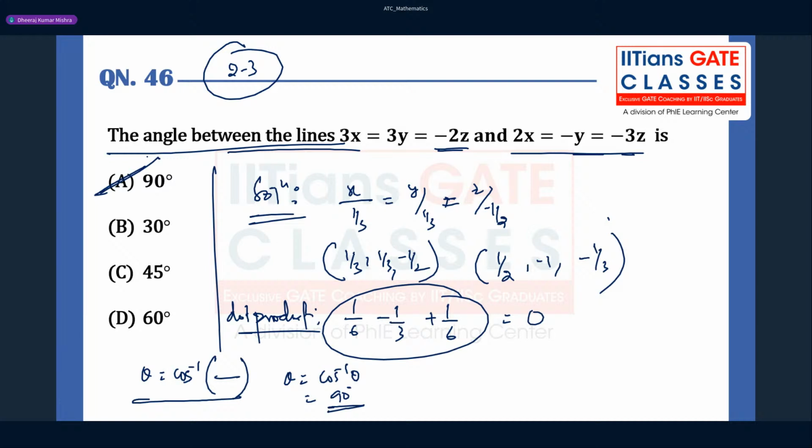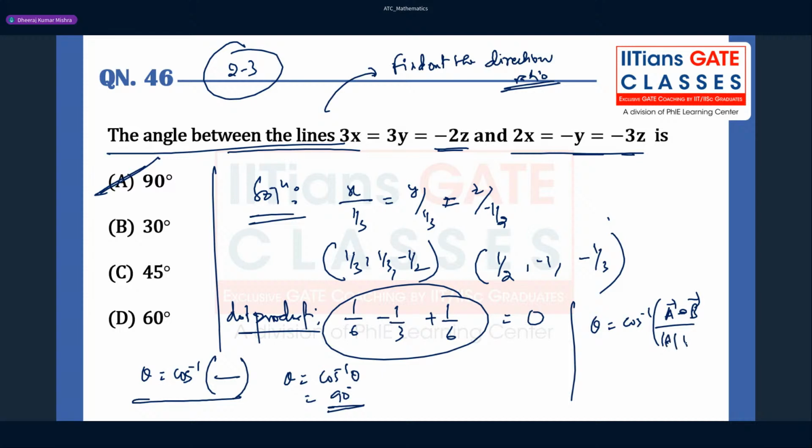So always remember that whenever a line is given, find out the direction ratio, and the formula is the same. Theta equals cos inverse of a vector dot b vector upon mod of a mod of b. If this dot product is not zero, then you have to find the magnitude and then proceed. So this question was straightforward.